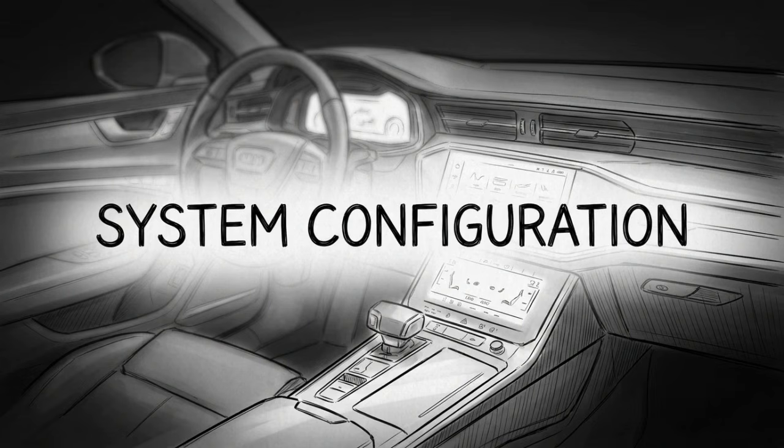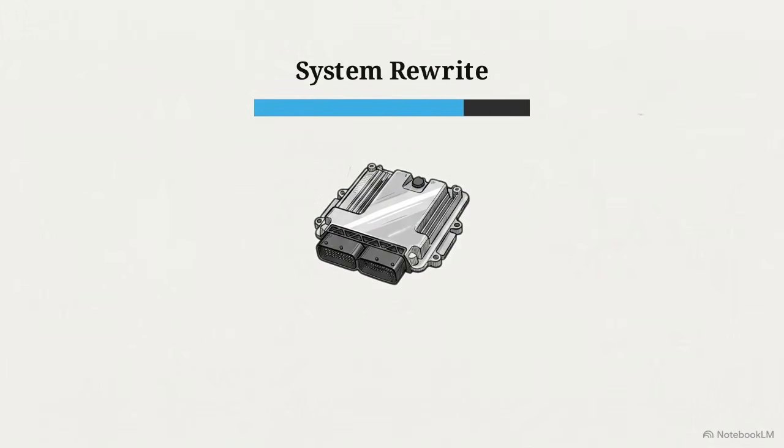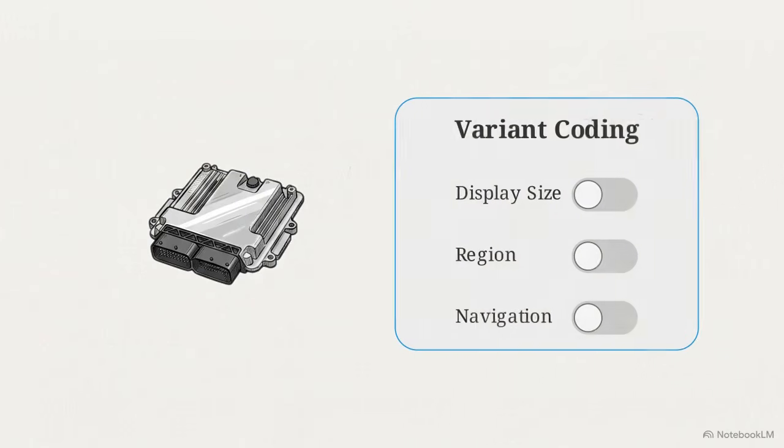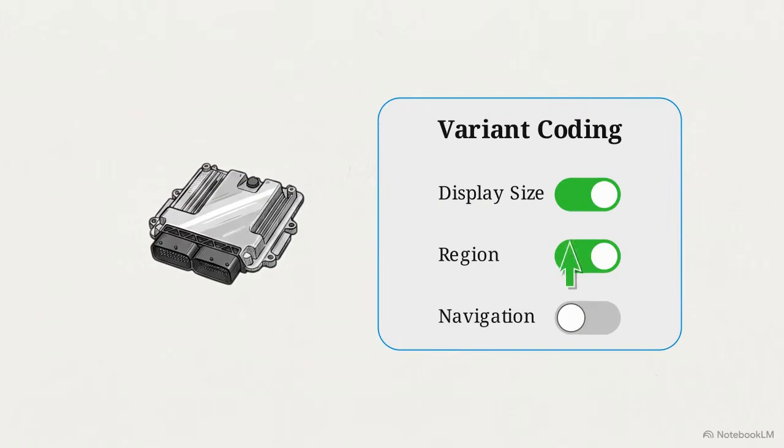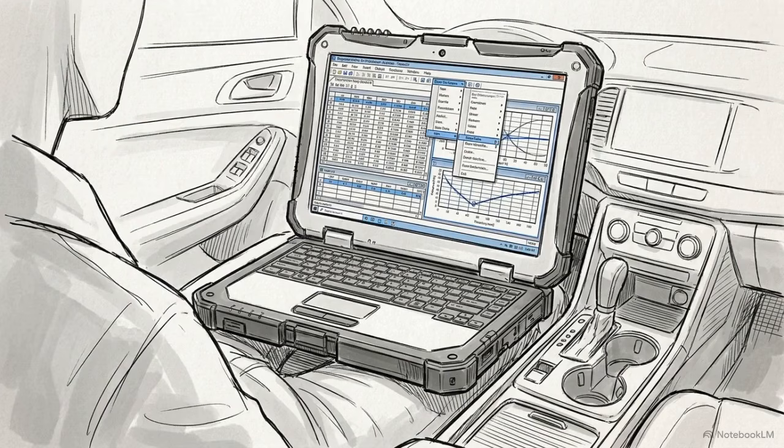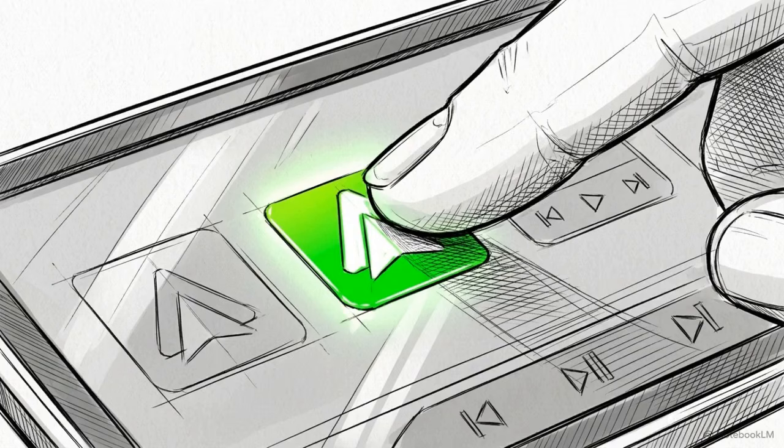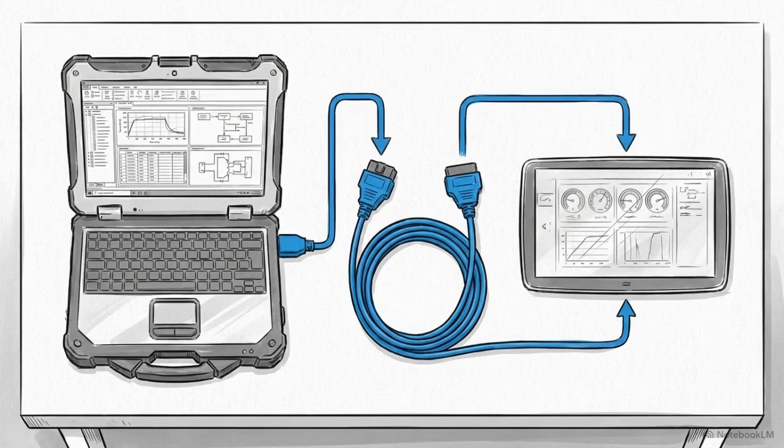The process of toggling these specific configuration parameters is called variant coding. You do not need to rewrite or flash entirely new software to the electronic control unit, or ECU. You are simply flipping existing digital switches from off to on. In this tutorial, we are going to use diagnostic engineering tools to access an existing ECU and enable a hidden Android Auto feature. This layout shows the required physical setup.